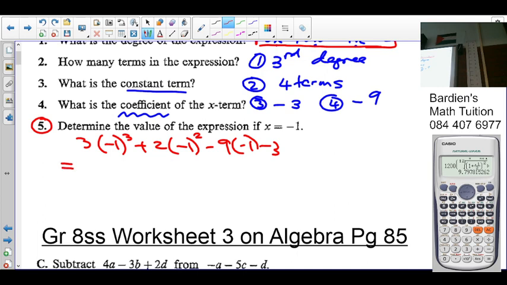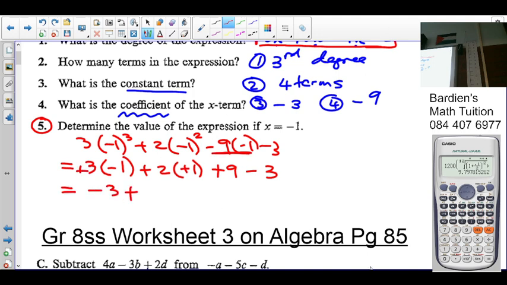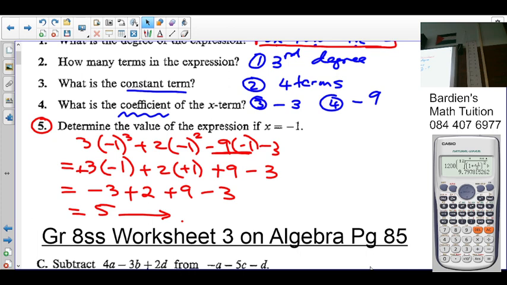Simplify. So it's going to be negative cubed is -1 plus -1 squared is +1. My negative times negative is +9 minus 3. What's positive times negative? Negative. 3 times 1 is 3 plus. Positive times positive? Positive. 1 times 2 is 2 plus 9 minus 3. So, what is -3 plus 2? -1. -1 plus 9? 8. 8 minus 3? 5. So, the answer is 5.